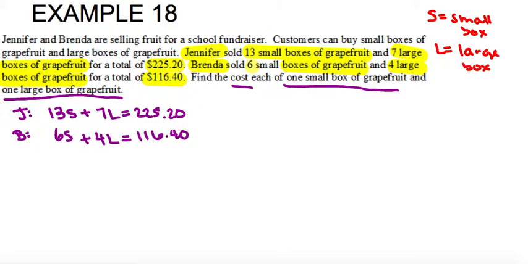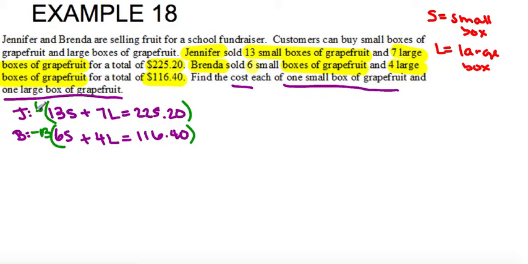Okay, so now we have to solve. We have to use one of the methods, and the easiest method is linear combination, or elimination. I'm going to eliminate the S's. So I have to multiply the top equation by 6, and I'm multiplying the bottom equation by negative 13. Remember, I have to have opposite signs.